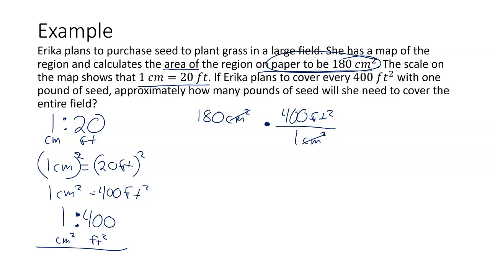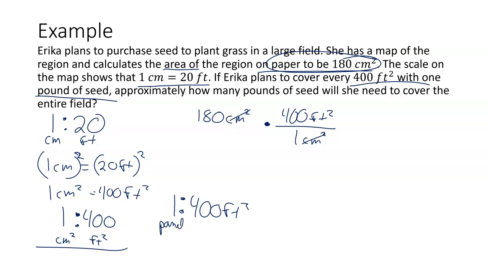Now let's continue reading. If Erica plans to cover every 400 feet squared with 1 pound of seed, approximately how many pounds of seed will she need? There's another ratio there. What ratio did we just get? 1 pound of seed for 400 square feet.